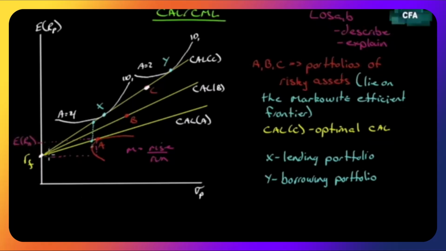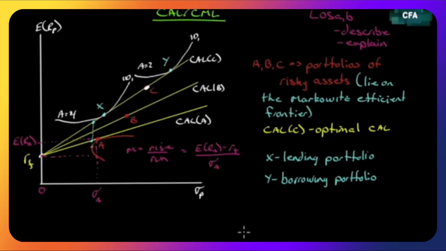So the rise is just the difference between where the line started and where it ended. And the rise is nothing but ER(A) minus RF. Those are the two intercepts on the vertical, over the run. Well, here, what is this? This is nothing more than the standard deviation of A. This is 0. So the run would be the standard deviation of A minus 0, which is nothing more than the standard deviation of A.